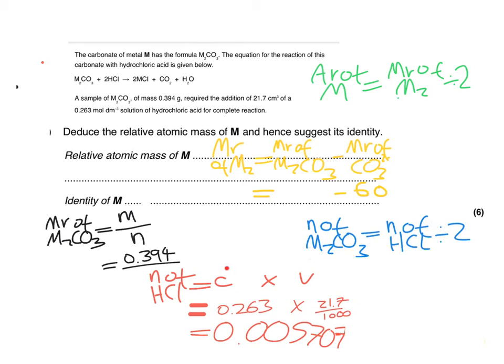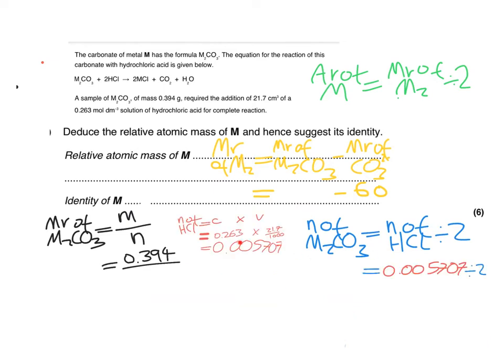Let's first just make this all small. So we take that number there, the moles of HCl, divide it by 2 to give us the moles of this. Okay, and that gives us 0.002853. You might notice, if you're looking at the mark scheme for this question, it gives it as 0.00283, so it only goes to 3 significant figures.